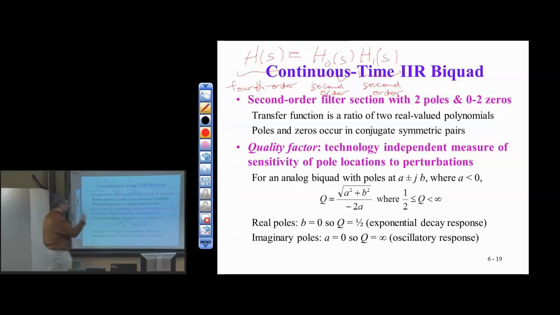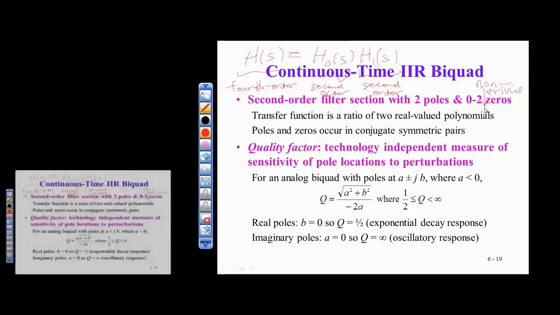So again, let's start with a biquad, a second order filter section, two poles and 0 to 2 non-trivial zeros. So again, the transfer function is a ratio of two real-valued polynomials. Poles and zeros occur in conjugate symmetric pairs, or they're real-valued. The real-valued case does happen in practice. It's a little more common to see them as conjugate symmetric pairs.